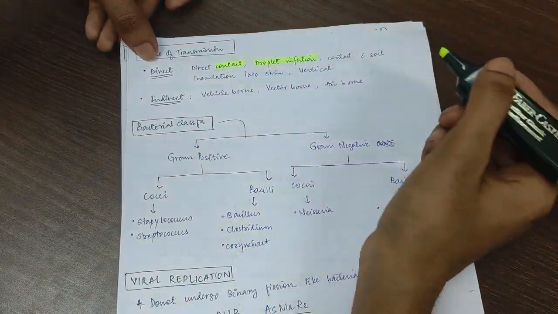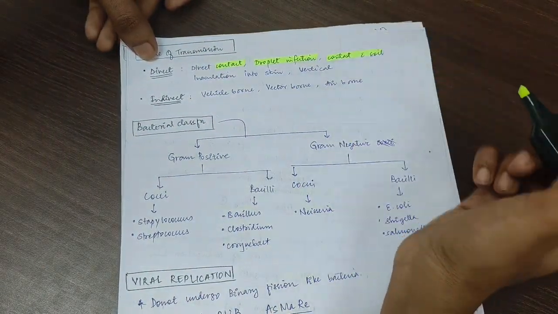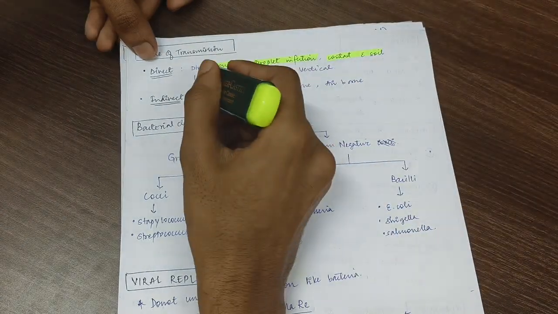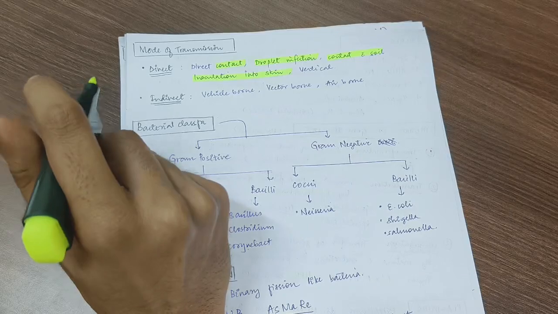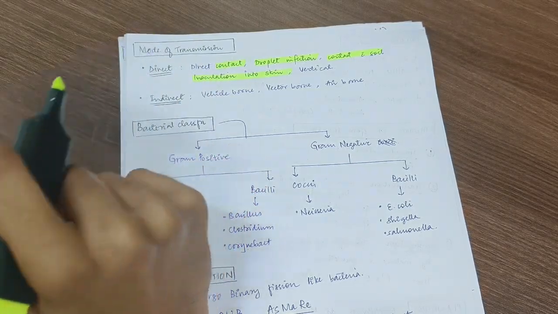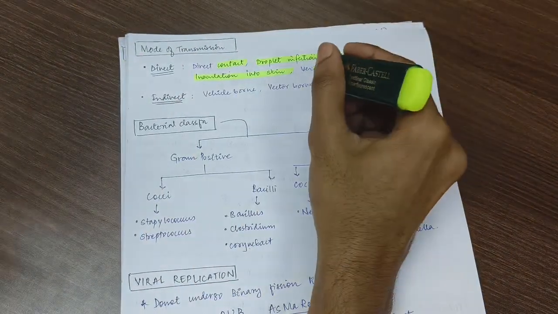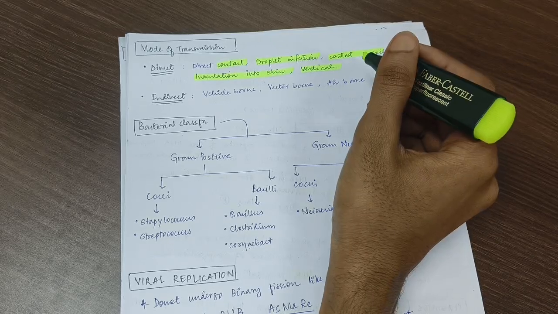Then droplet infection. Then contact with soil. You are going to touch the mud or soil. Then inoculation into the skin. That particular soil that you touch, you are going to inoculate it into the skin. Then vertical, from mother to baby.